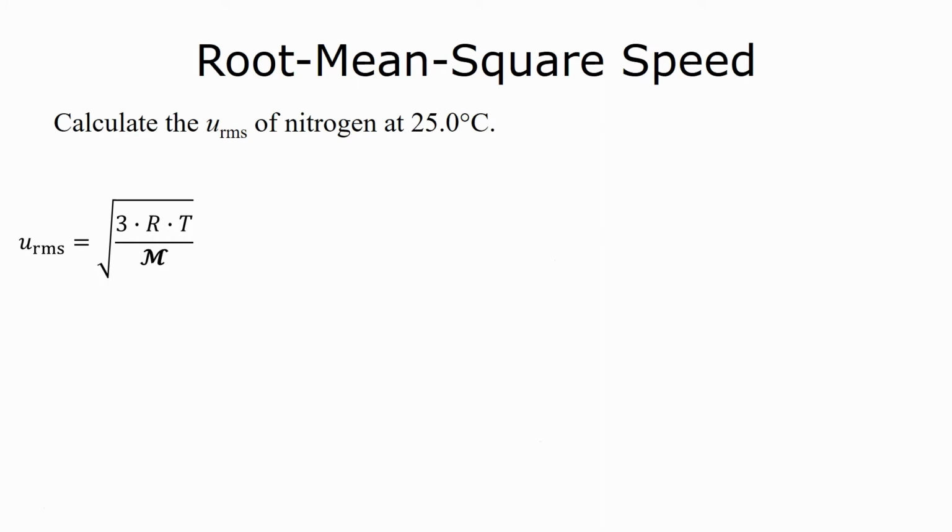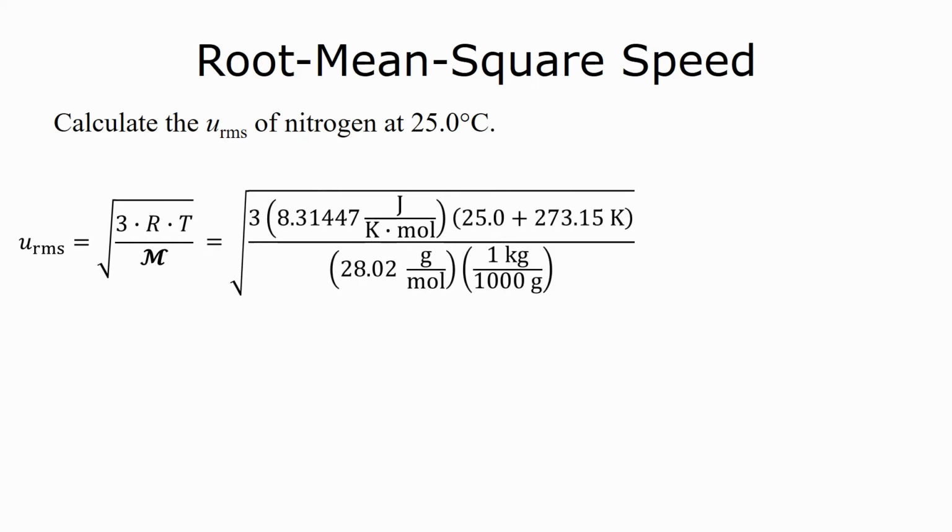For example, calculate the root mean square speed of nitrogen at 25.0 degrees Celsius. Alright, well, here's our equation. We need to understand that when we're talking about a gas, we're talking about gas in its elemental form. Nitrogen is one of the genuine elements, therefore it is diatomic. We plug in our new gas constant, we convert our temperature to Kelvin, and we need to convert our molar mass into kilograms per mole.